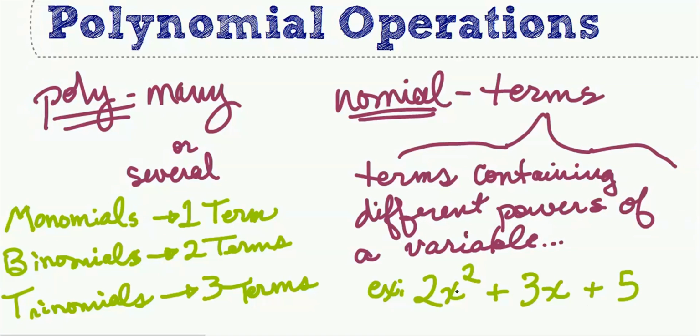Okay, we have three terms here. 1, 2, 3. We said terms are separated by addition or subtraction. Adding a negative would be subtraction. Within each term we have factors, right? And of course, the whole thing is in descending order of the degree of each term.